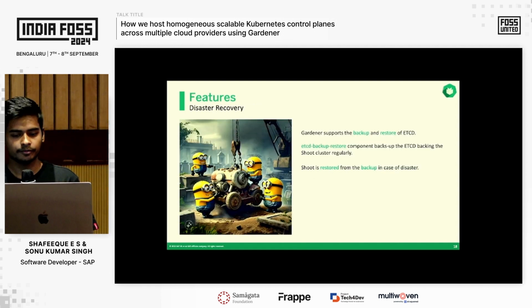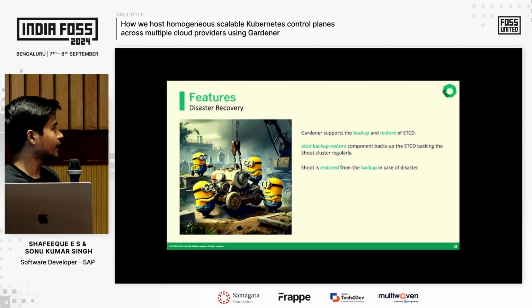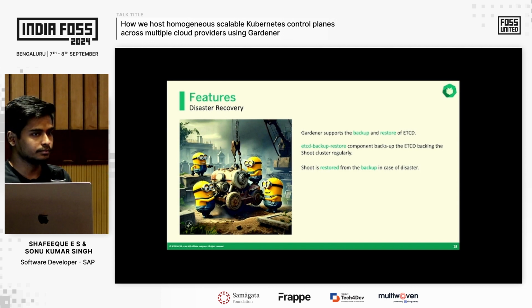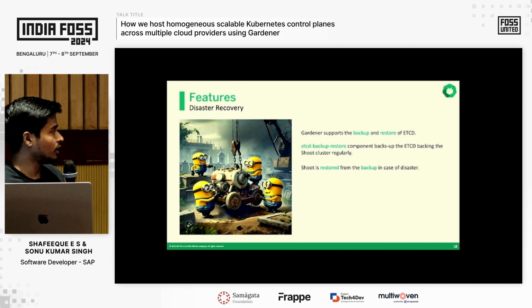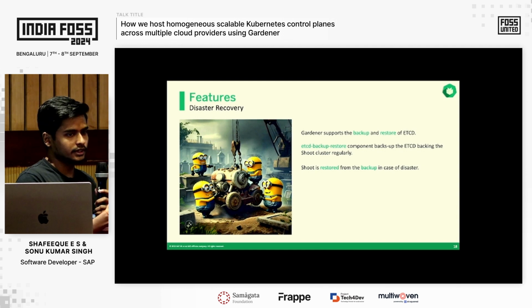Next up is disaster recovery. Gardener supports backup and restore of etcd. We have an in-house component called etcd-backup-restore, which backs up the data of the etcd backing the shoot cluster regularly. And in case of disaster, where all the data is lost for whatever reason, you can just recover the etcd using that backup.